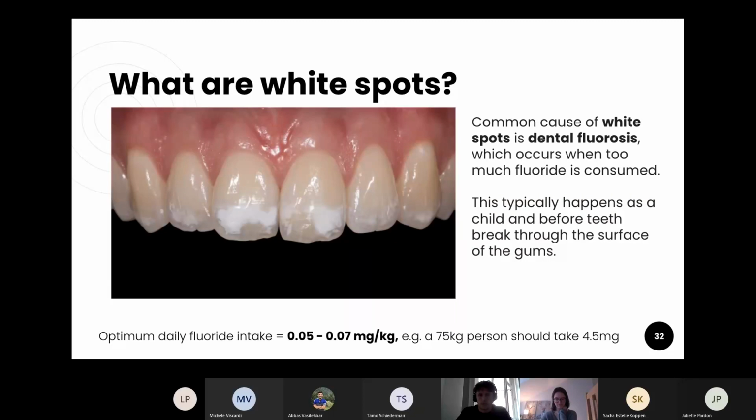I said what white spot lesions are, that it's usually the early caries lesion. However, it's not always early caries. A common cause is also dental fluorosis, which occurs when you consume too much fluoride. This is typically happening in children before the teeth break through the surface of the gum. Down here we have again mentioned the optimal fluoride intake. Always know this number. Kukletova loves this number in every exam, and she loves everything with fluoride, especially in the preventive dentistry exam. But this you'll have in your lectures too.